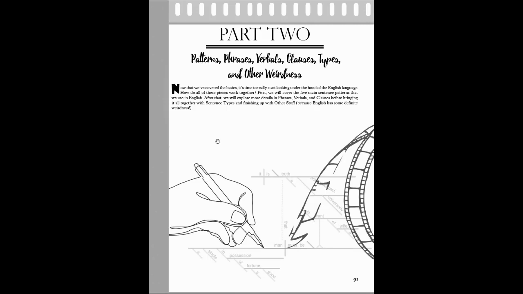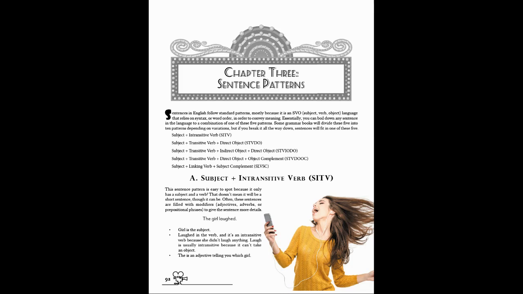We have reached part 2. Yay! So, part 2 is really the whole chunk of the book. It contains patterns, phrases, verbals, clauses, types, and all the other weirdness that you're going to encounter in the English language. So, we've covered the basics. We've talked about parts of speech and word function. So, now we're ready to really get into it and talk about how all of these pieces of the English language fit together. And we are going to start with sentence patterns.